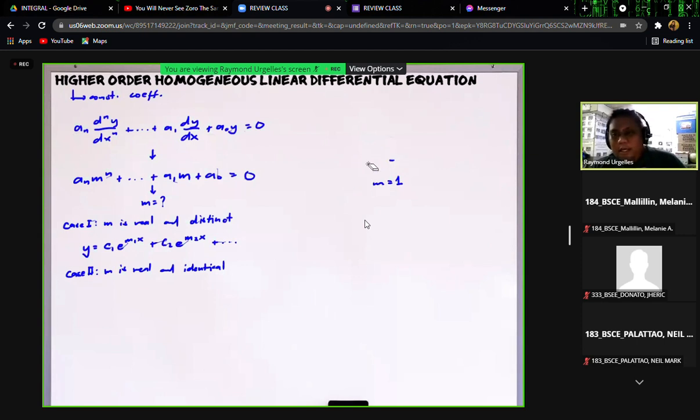So when the roots that come out are real and identical, what we do is, first, we use an exponential equation for the first root we get, a real number. Then when m1 is repeated, what we do is multiply by x. So then we use the exponential function again, e to the m1 x.